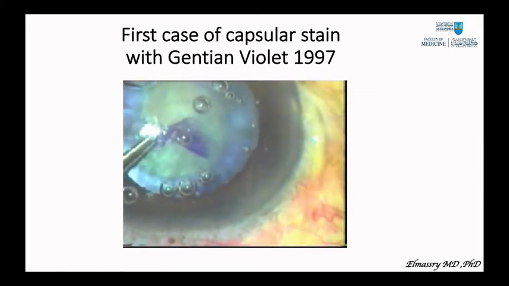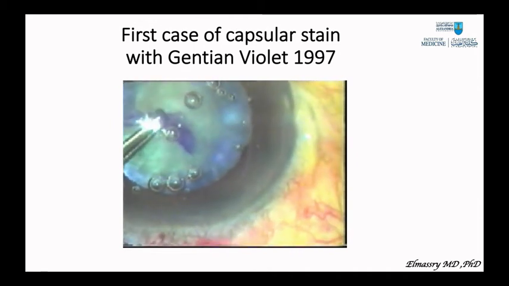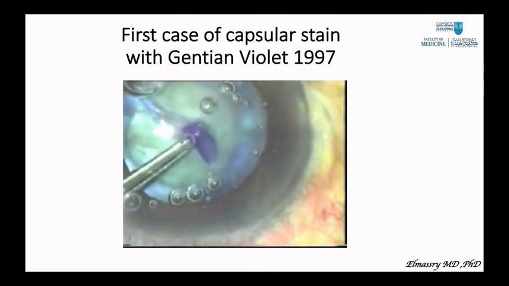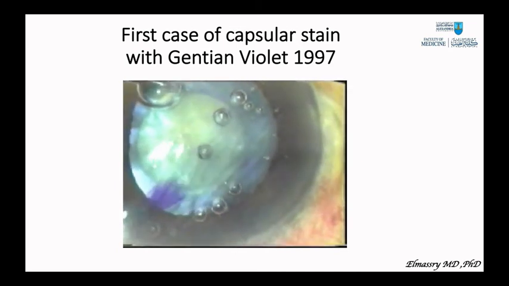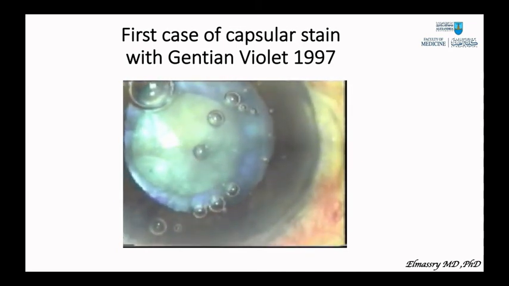But you see again the staining of the endothelial side of the capsule is more intense, because the cells are present on the endothelial side and not the epithelium.